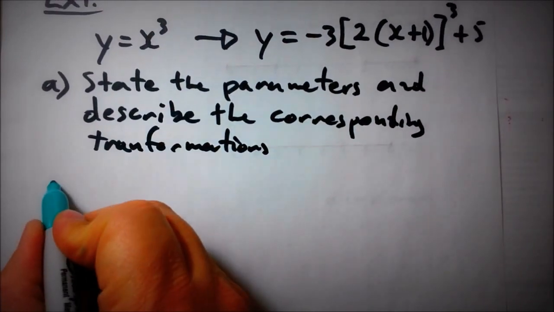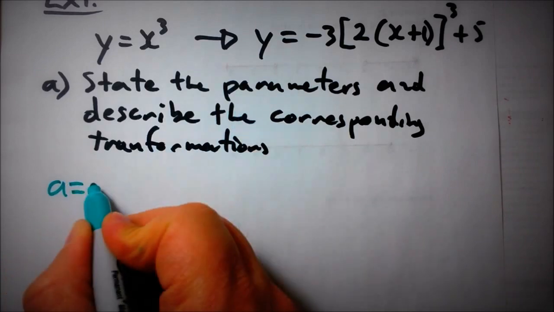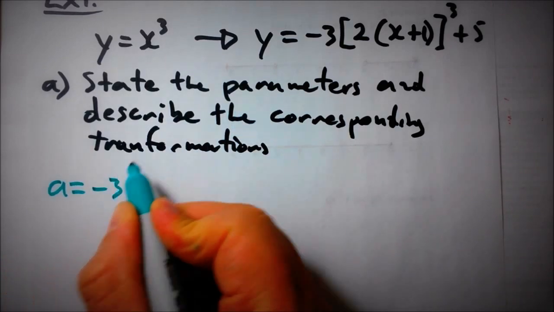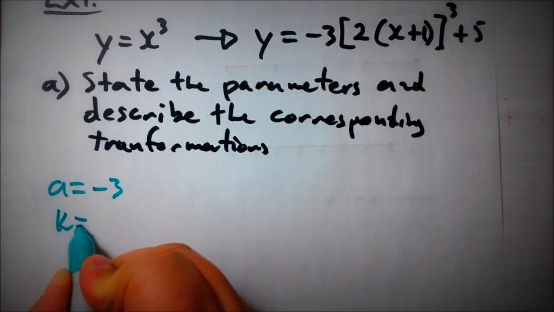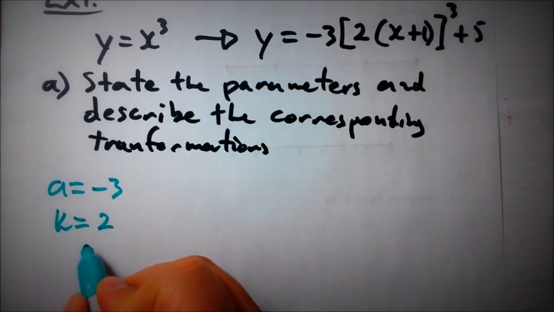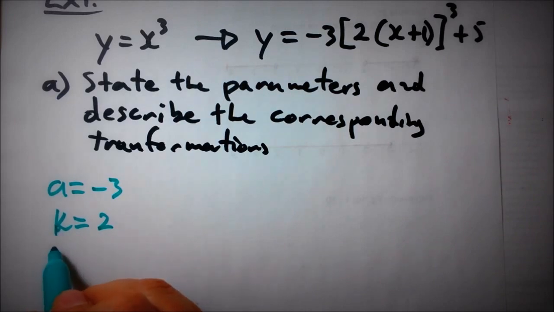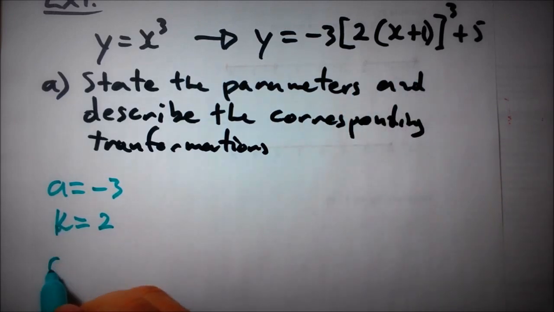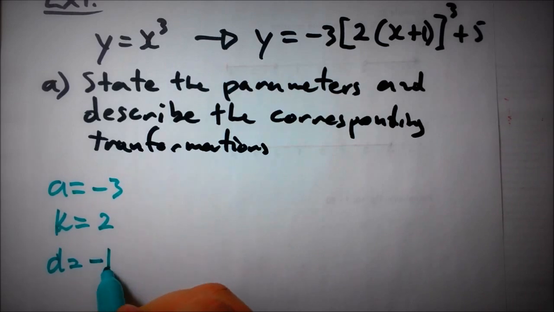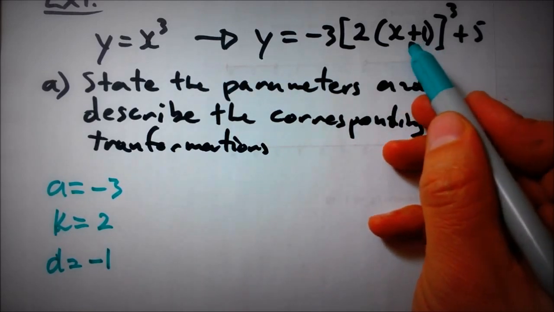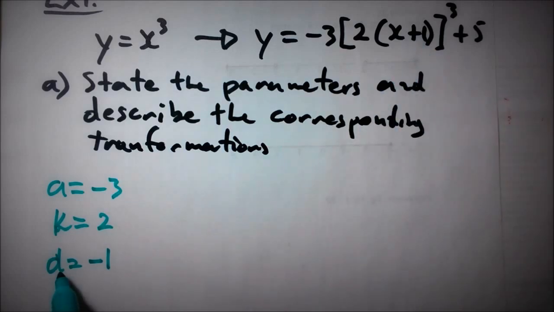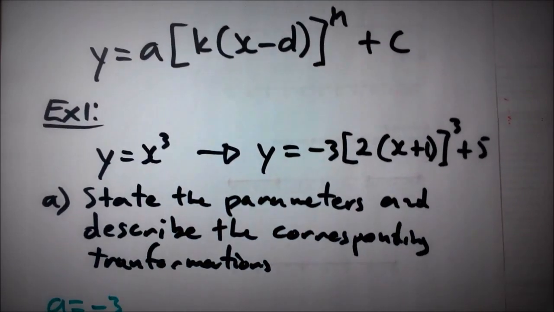And we can say that A is equal to negative 3 for the transformed function. We know that K is equal to the number 2. D is equal to negative 1. So we know that here D is moving the function to the left by 1 unit. So that's why D is equal to negative 1. And C is equal to 5, so it moves up 5 units.